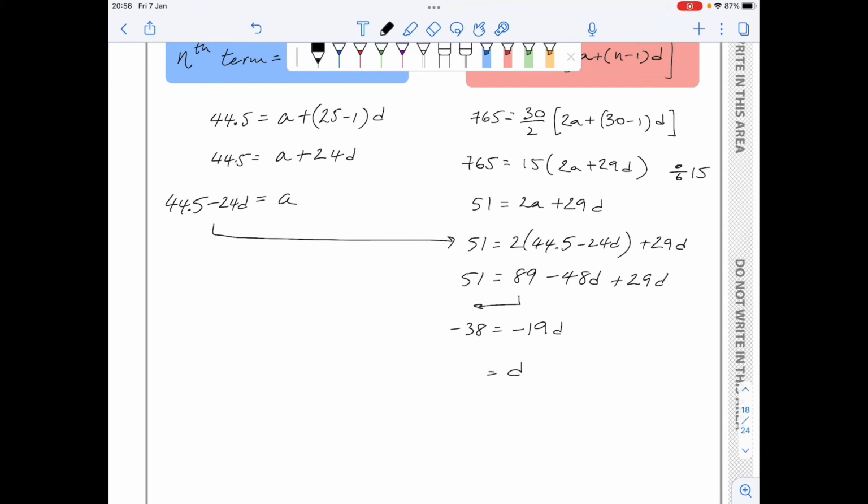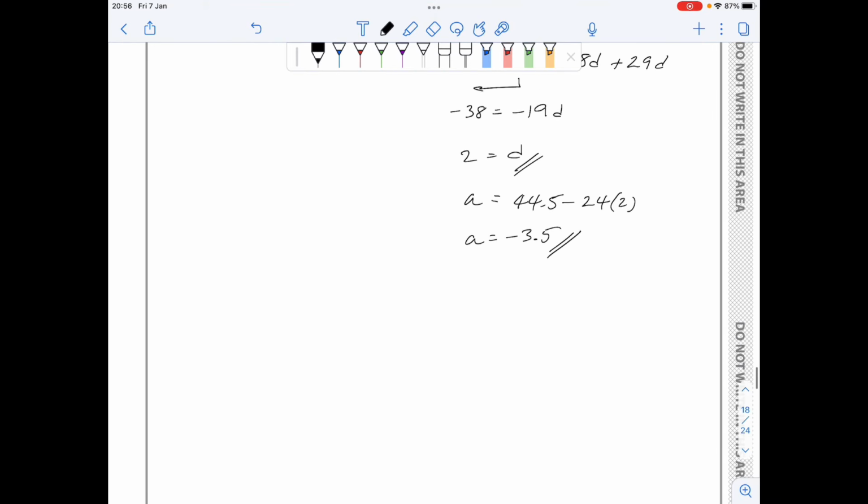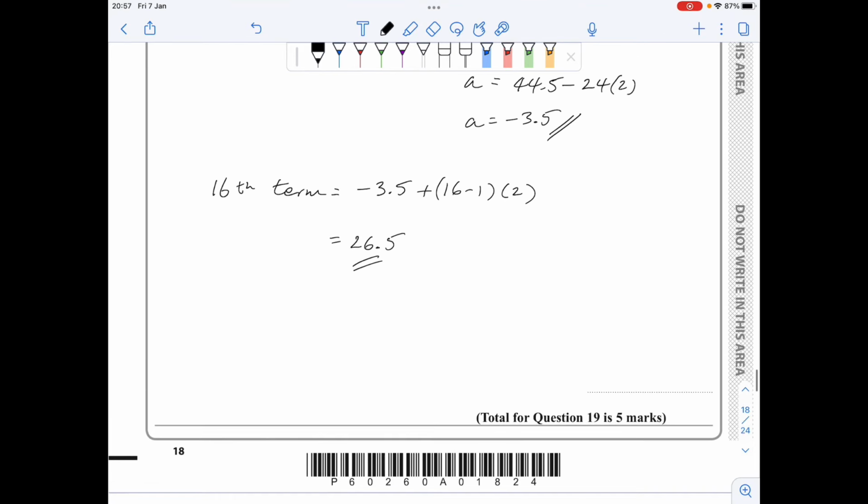So d comes out to be positive 2. And then I can use this equation to find the value of a. So a is equal to 44.5 minus 24 times 2. A comes out to be minus 3.5. So now I can use the nth term formula from above to find the 16th term. So 16th term is equal to, that's a plus n minus 1 times d, and this will give me 26.5.